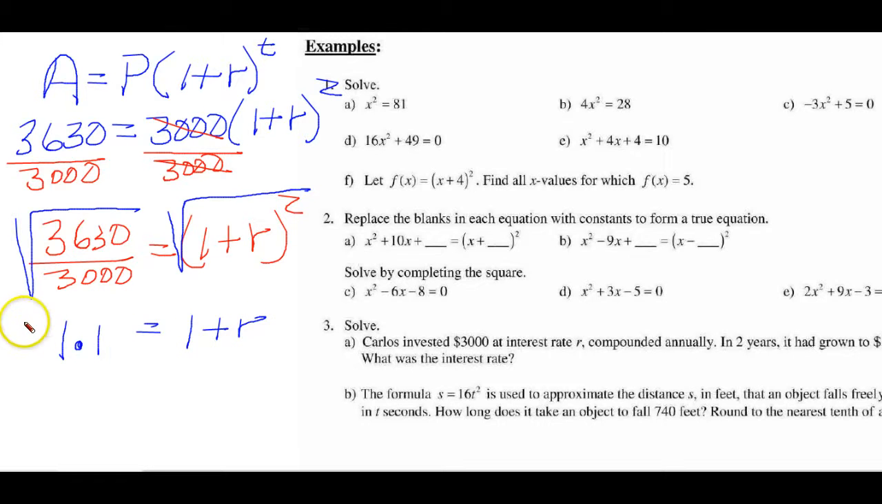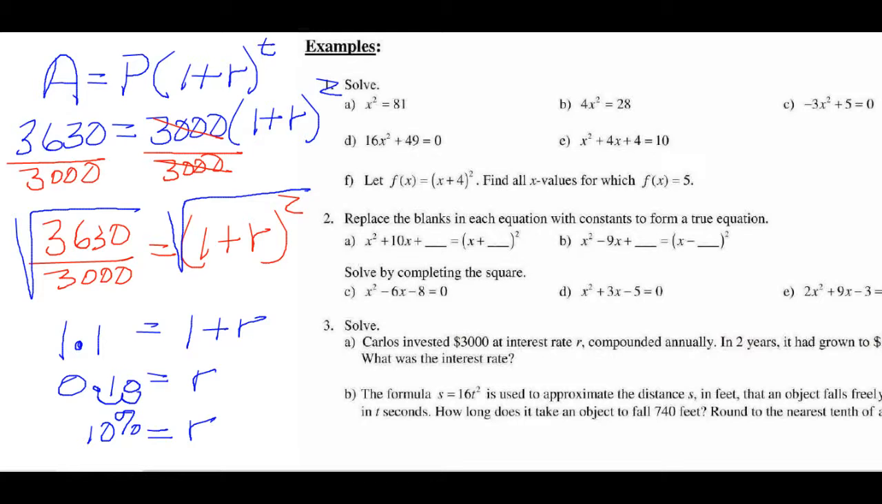Now, you get a plus or minus, but we reject the minus. That's not going to work for us. So we just use the plus value. So now we subtract 1 from both sides, and we get 0.1 equals R. Now, we want to know a rate in percentage. So we take our decimal, add a 0, and then a percent sign. So our answer for number 3 is 10%.